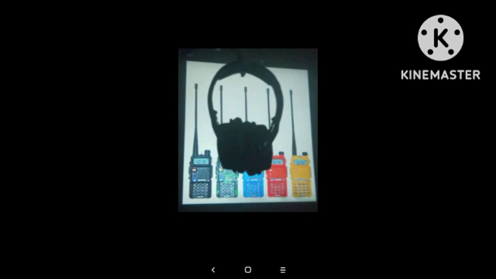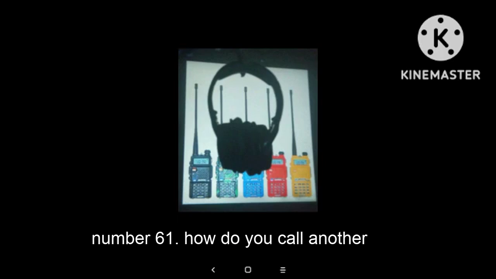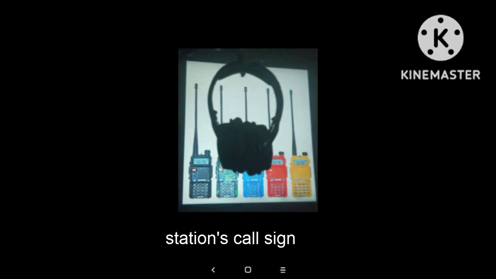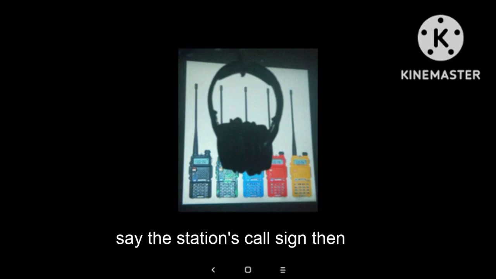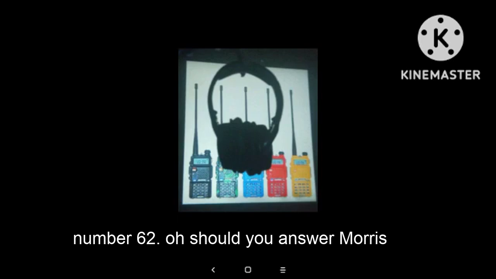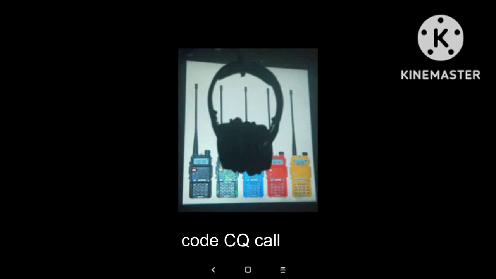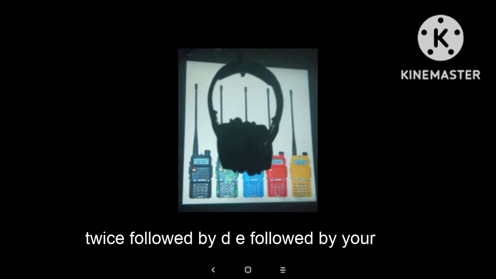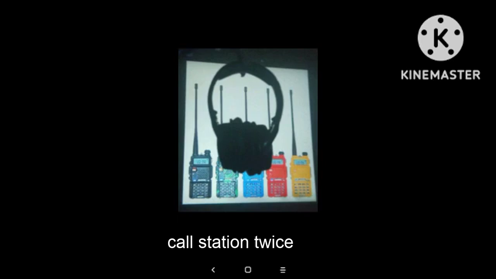Number 60. What is the standard international phonetic for the letter R? Romeo. Number 61. How do you call another station on a repeater if you know the station's call sign? Say the station's call sign, then identify your own station. Number 62. How should you answer a Morse code CQ call? Send the other station's call sign twice, followed by DE, followed by your call sign twice.